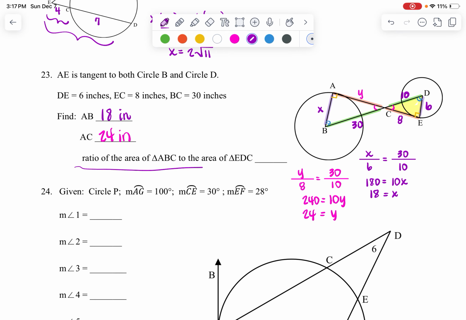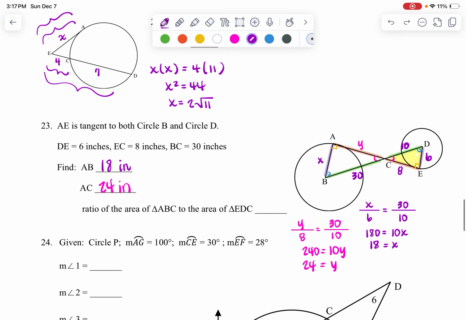Then the final question says, find the ratio of the areas of the big one to the small one. If you want to calculate the area, you can, but does everybody notice that you could also use a SPOV chart if you want to. I'll go ahead and just calculate the area. Right, so the area of triangle ABC would be 1/2 base times height. And the base and height are the 18 and 24 that I literally just found right there, right? Because base and height are the 2 legs that make the right angle, right? So if I calculate 1/2 times 18 times 24, I get 216.